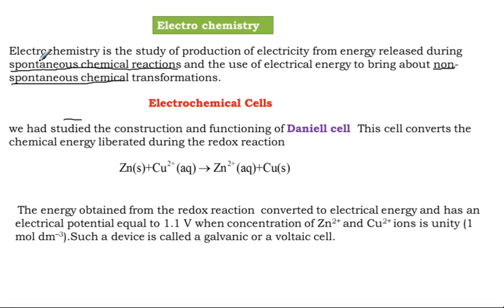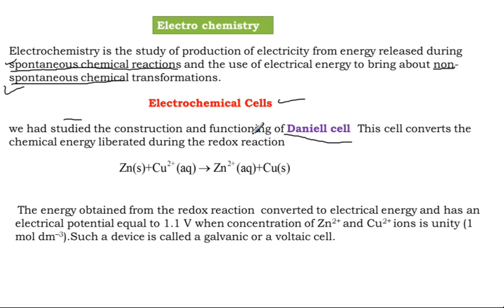So based on these two, there are two types of chemical cells. The first one is the electrochemical cell, the second one is the electrolytic cell. So in this chapter we are going to discuss elaborately about the electrochemical cell as well as the electrolytic cell. And first we can discuss the electrochemical cell. The electrochemical cell is also known as the Daniell cell or voltaic cell.